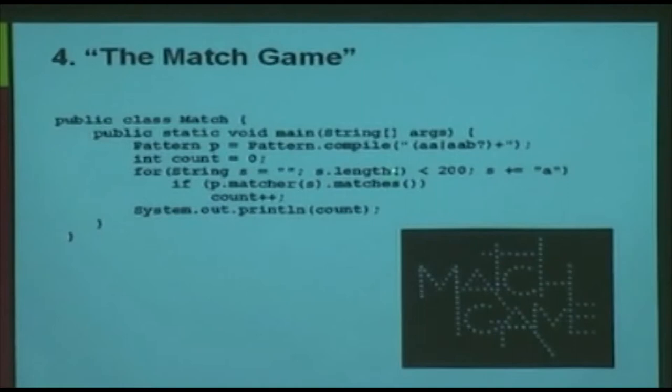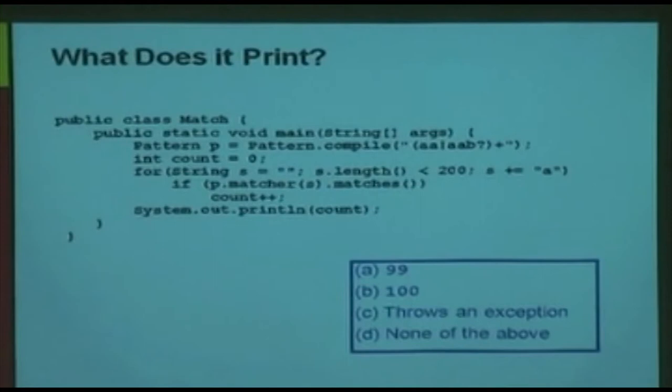Now, as we said before, it will never match an odd number of A's, right? But it does match an even number: AA, AAAA, AAAAAA, and so forth. So of the 200, how many are even numbers? 100. So I believe that count should be 100, and the program should simply print 100. What say? The choices are 99, 100, it throws an exception, or none of the above. Give me a moment.